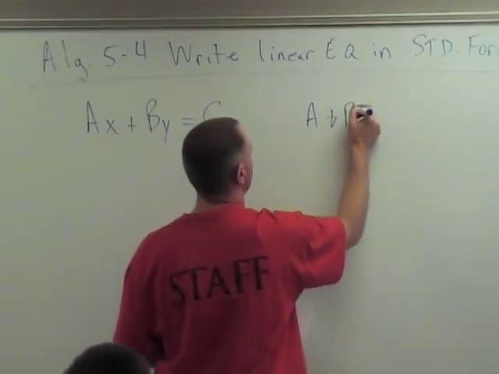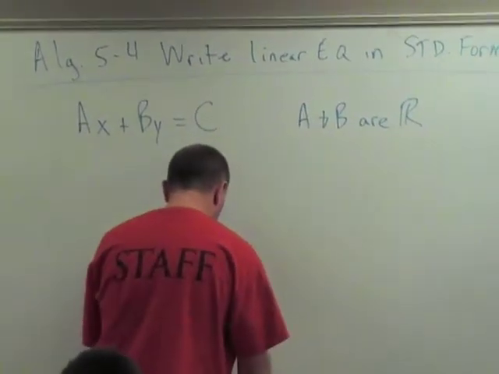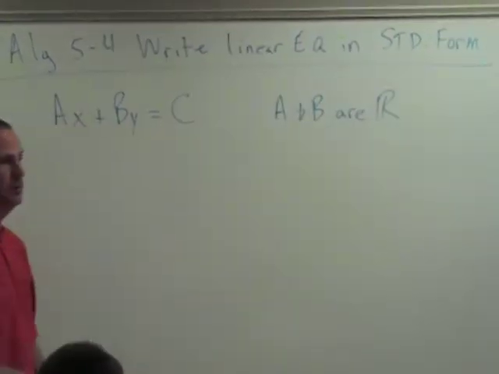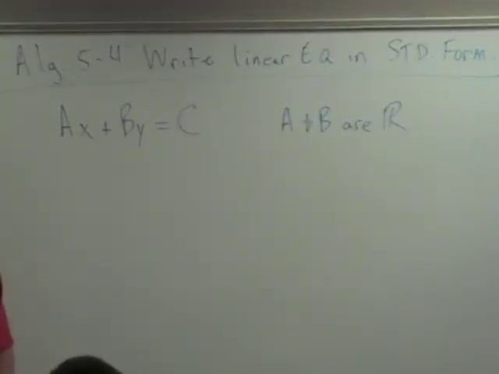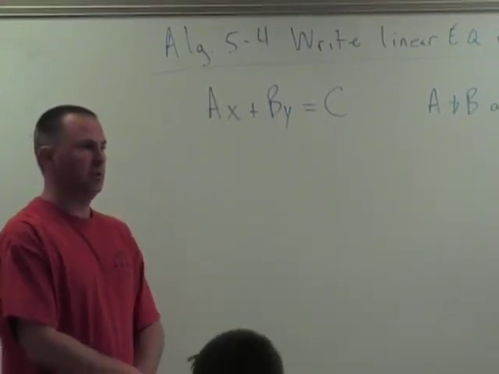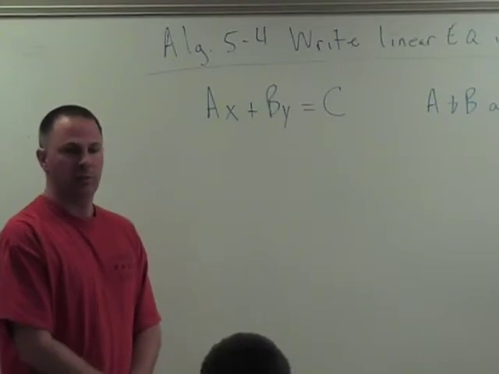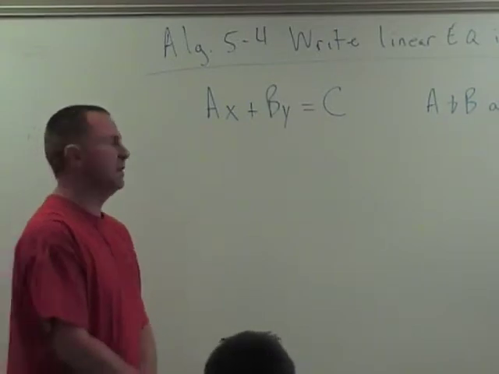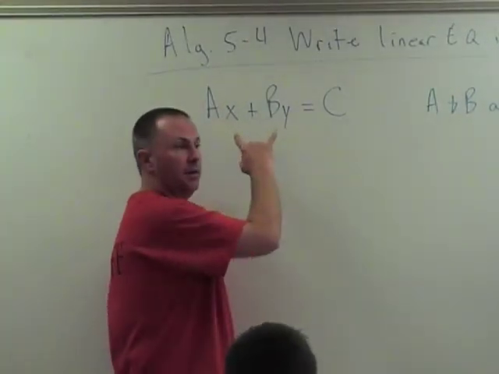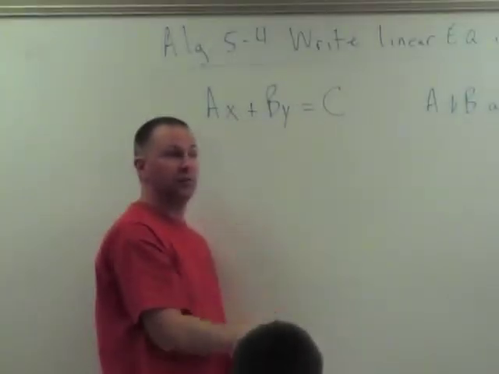Capital A and capital B are real numbers, meaning natural, whole, integer, or rational. Some textbooks have taught that they need to be at least integers. They don't like fractions. But the purpose of this is that your x and y are together on one side of the equal sign. That's standard form.